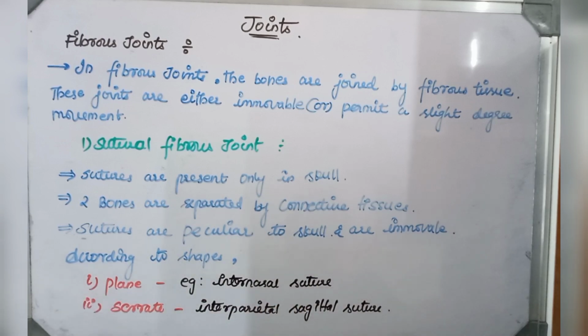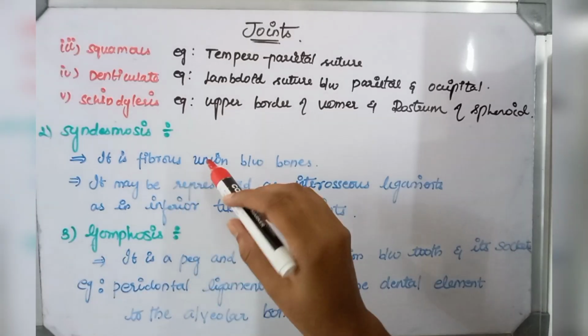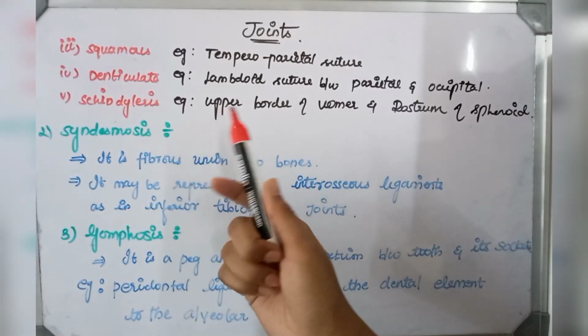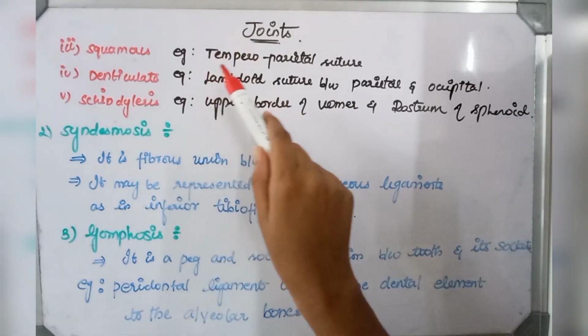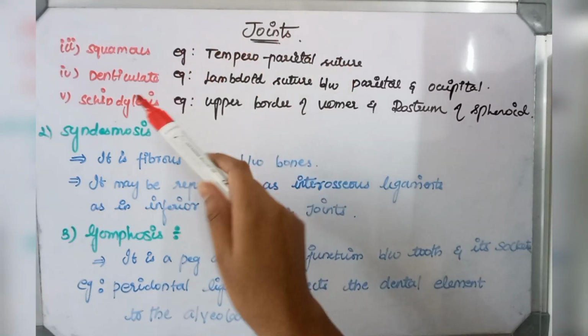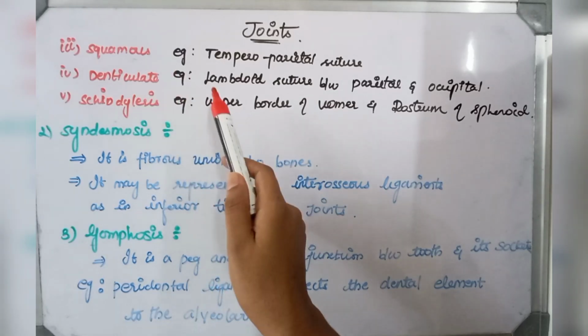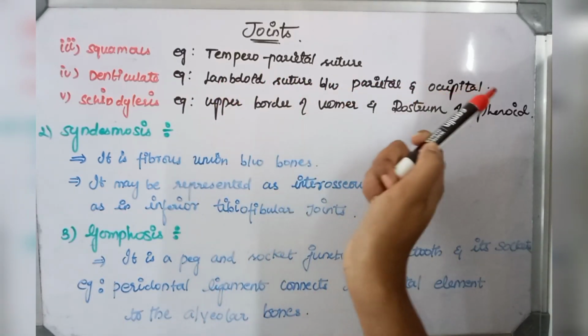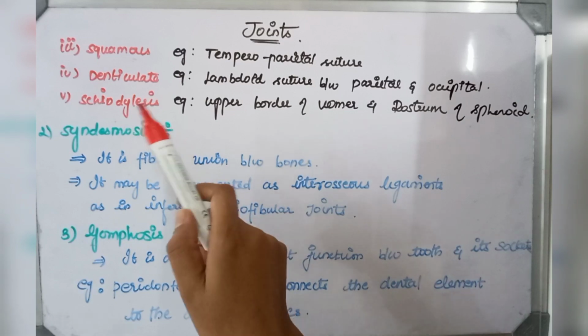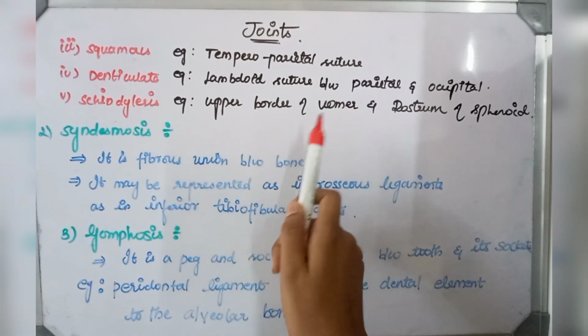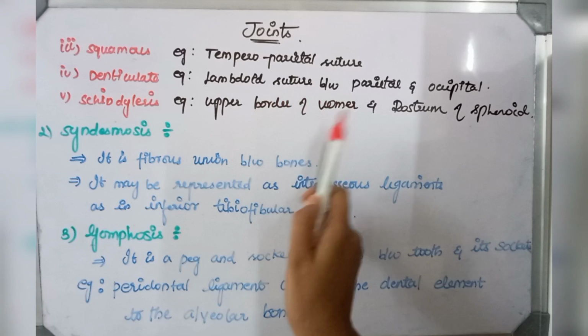So according to the shape, we have a few types of sutural fibrous joints. That is plain type, which is present in internasal sutures, and serrate type, which is present in the interparietal sagittal suture. The third one is the squamous type of sutural joints. Example is temporoparietal suture, and denticulate type of sutural joints. Example is lambdoid suture between parietal and occipital bone, and schindylesis. Example, upper border of the vomer and rostrum of the sphenoid. These are all the sutural type of joints.